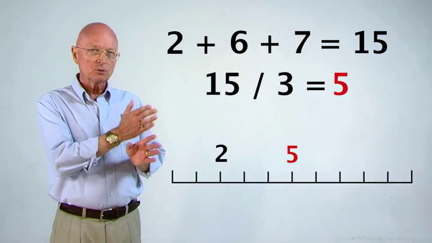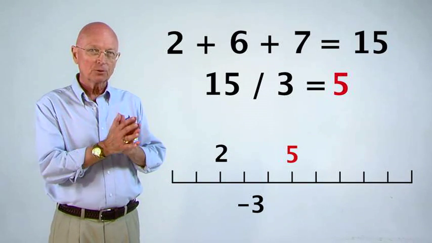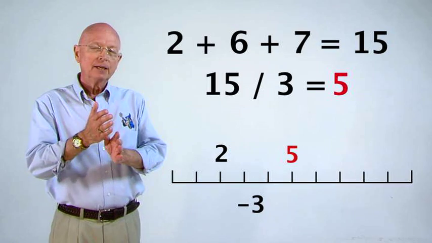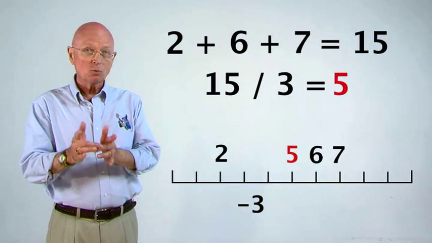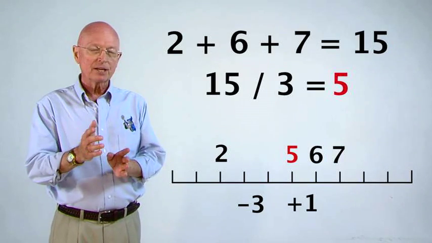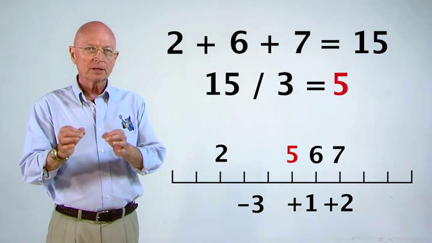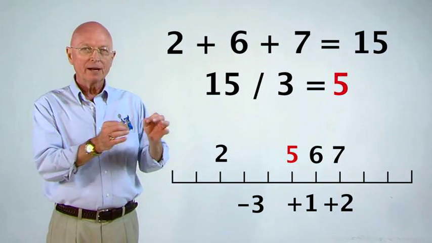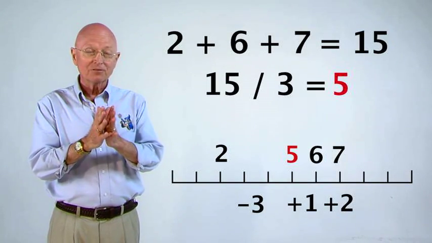Look at the difference between 2 and 5. That's a total of 3, isn't it? So we have a deficit of 3 between 2 and 5. Now, what's the difference between 5 and 6? That's 1, so we have a surplus of 1. The difference between 5 and 7 gives us another surplus of 2. So we have a total surplus of 3. We have a deficit of 3. That means the balancing point has got to be at 5.